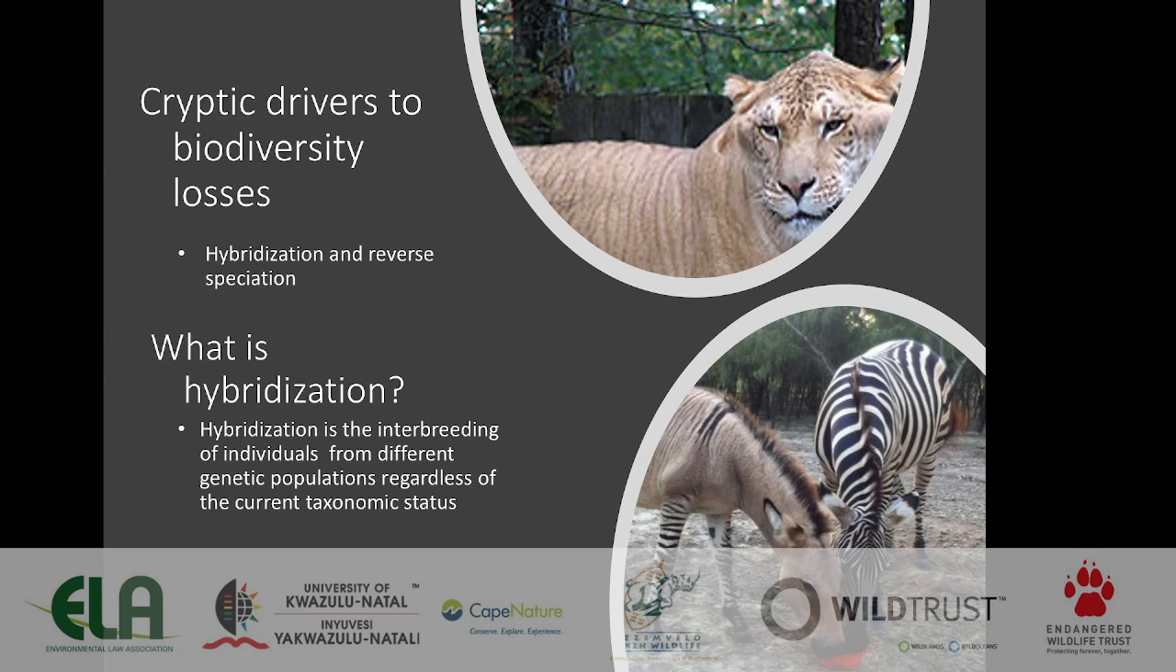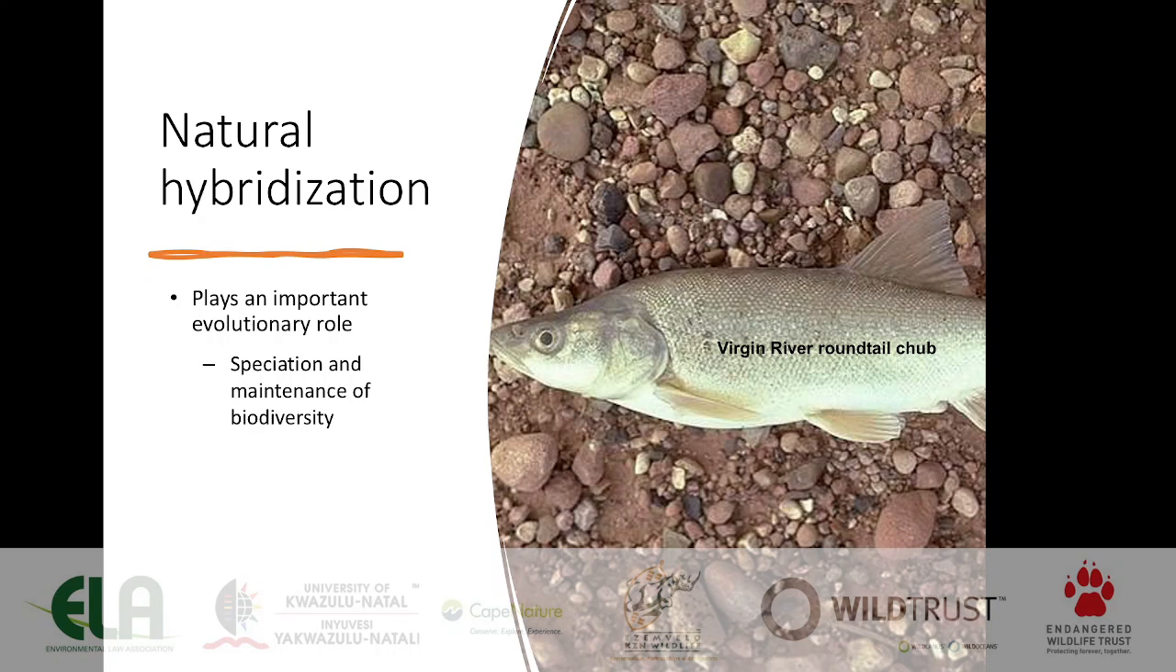One of the cryptic drivers contributing to biodiversity losses is introgressive hybridization and reverse speciation. So what is hybridization? It is the interbreeding of individuals from different genetic populations regardless of their taxonomic status, whereas admixture can be classified as the mixing of previously diverged or isolated lineages. Hybridization can further be classified as either natural or anthropogenic in origin.